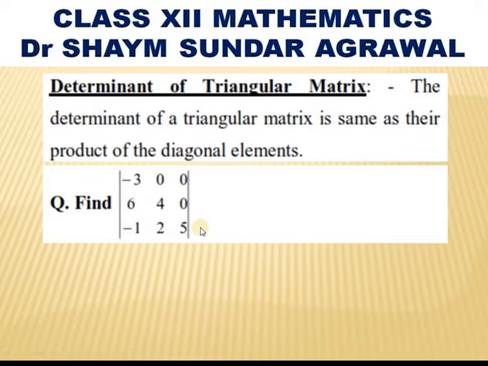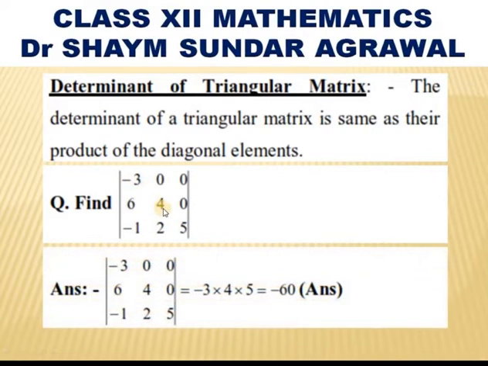So, this is also a triangular matrix, and this is called a lower triangular matrix. As per the definition of the determinant of a triangular matrix, the determinant of this is the product of its main diagonal elements. So this is equal to minus 3 into 4 into 5. So that is equal to 6.